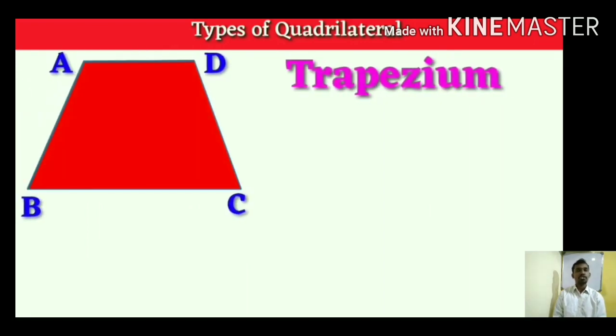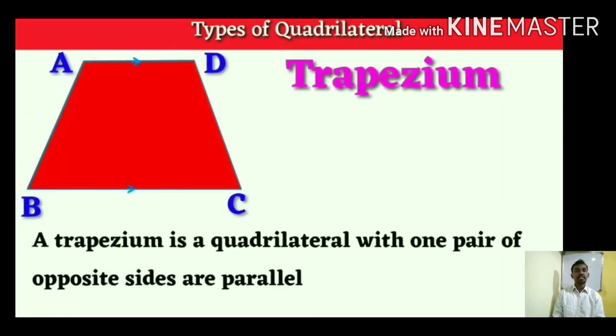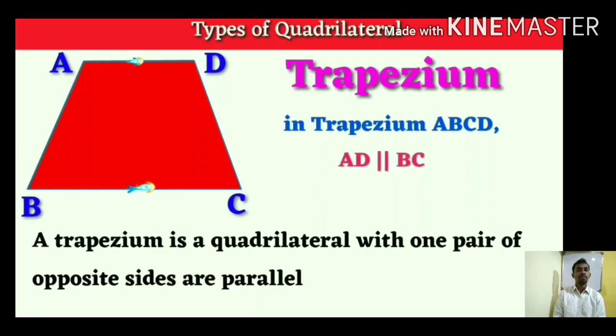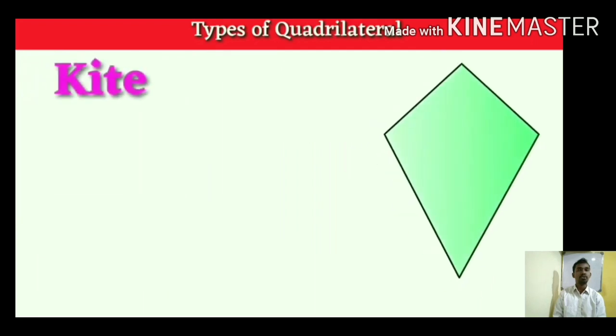Next one is trapezium. A trapezium is a quadrilateral with one pair of opposite sides parallel. So in this one, AD is parallel to BC.